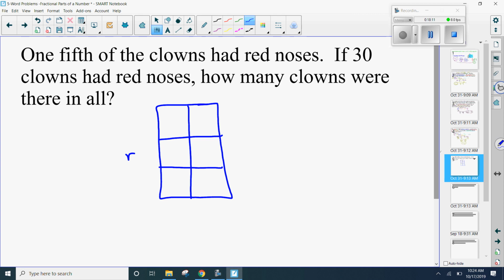Okay, so we have red noses. Should be doing this in red, not blue, right? And we have the total. So 1 out of 5 clowns have a red nose. How many do not have a red nose? 4. So if I just had 5 clowns, 1 would have a red nose, 4 would not. If I had 10 clowns, how many would have a red nose? 2. How many would not have red noses? 8.